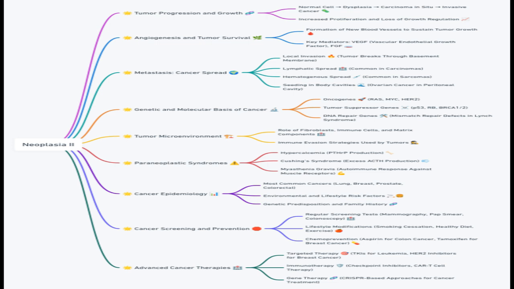With the staging, the FIGO staging, we have stage 1 to stage 4. Stage 1 is confined just to the cervix. Stage 2 is beyond the cervix but no pelvic wall involvement. And stage 3, we have the pelvic wall or lower 1/3 of the vagina. And stage 4, the distant metastasis, including bladder, rectum, lungs, and even the bones.